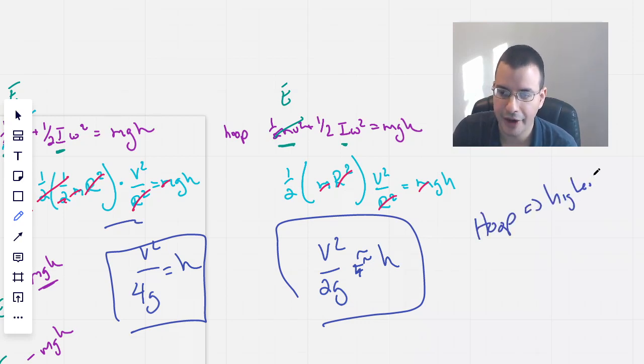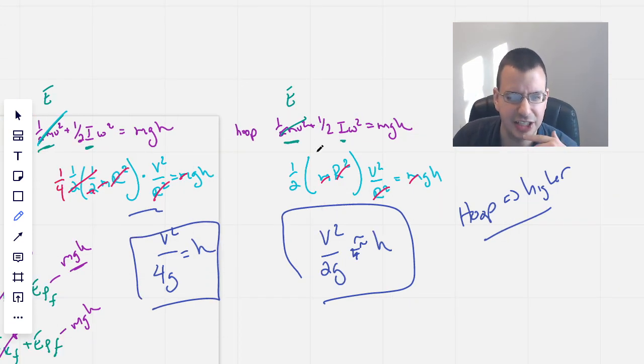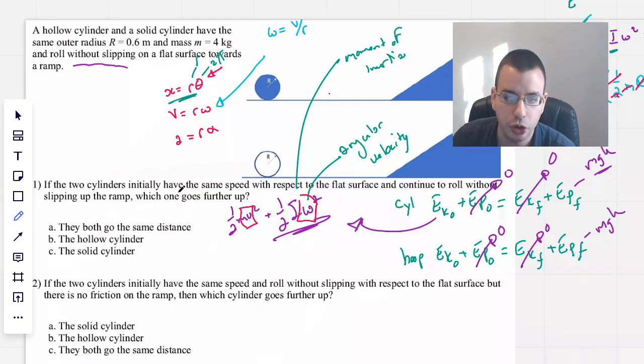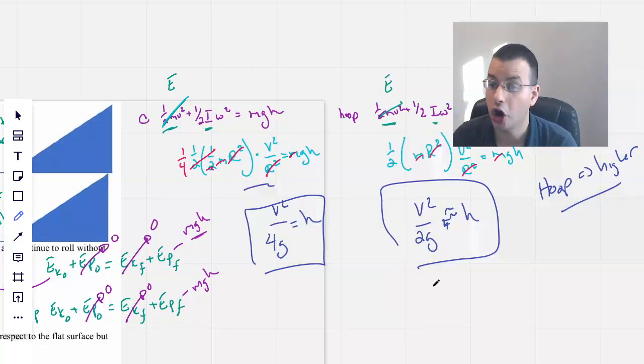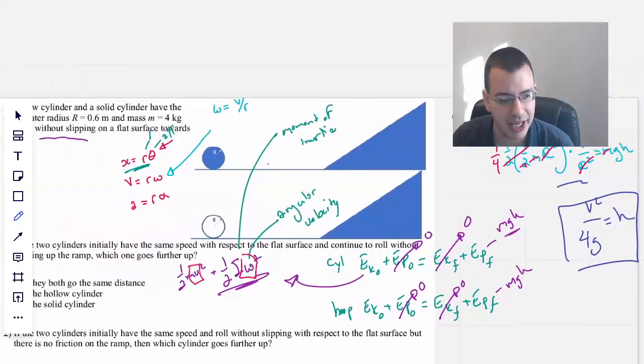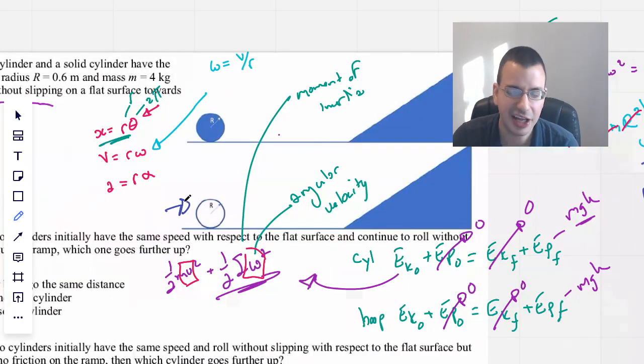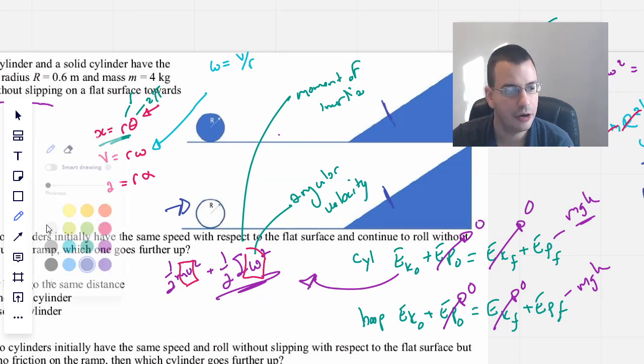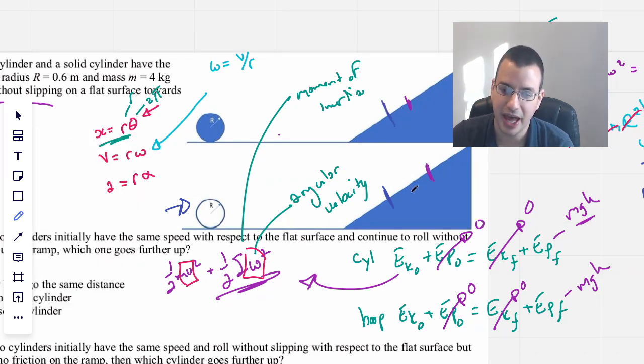Now let's take a look at that and see if we can logically make sense of why that would be. If two cylinders, initially the hoop and the solid cylinder, have the same speed with respect to the flat surface and continue to roll without slipping, which one will go up further? We said the hollow cylinder, the hoop, will go higher. And it said twice, but that is based on just the kinetic energy bringing it up there, then maybe twice as far based off the rotational energy.